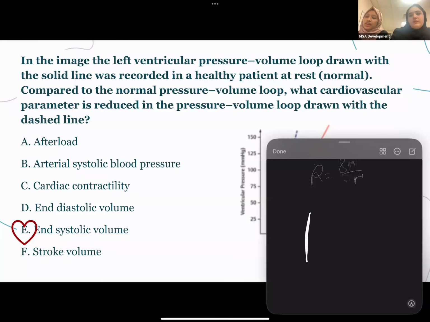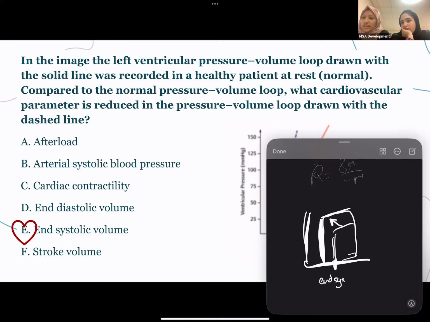So this is the normal, and it expanded to this one. You can see here this is the end systolic volume, because that's when the heart stops. The contraction of the heart goes in a loop like that, all of this loop. So this volume signifies the end systolic volume, when it was 50. And then this parameter is end diastolic, so it didn't change.